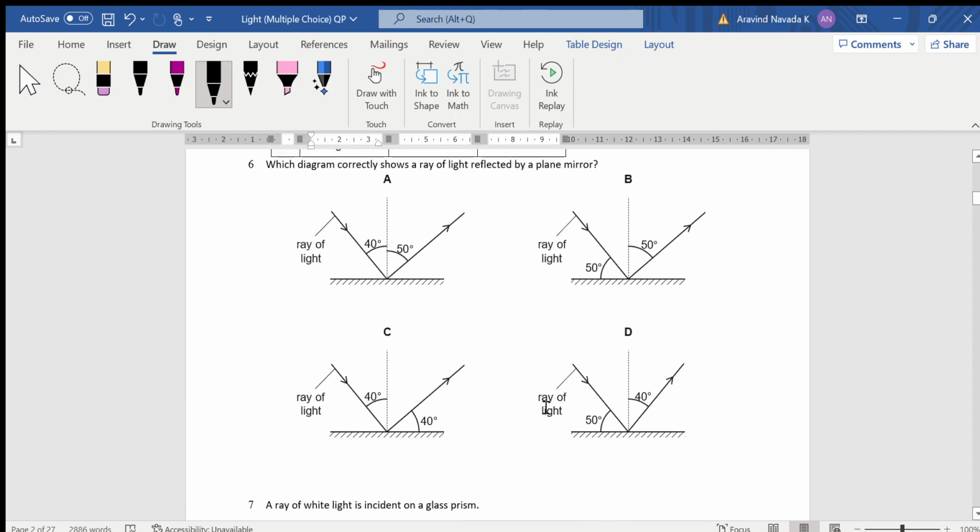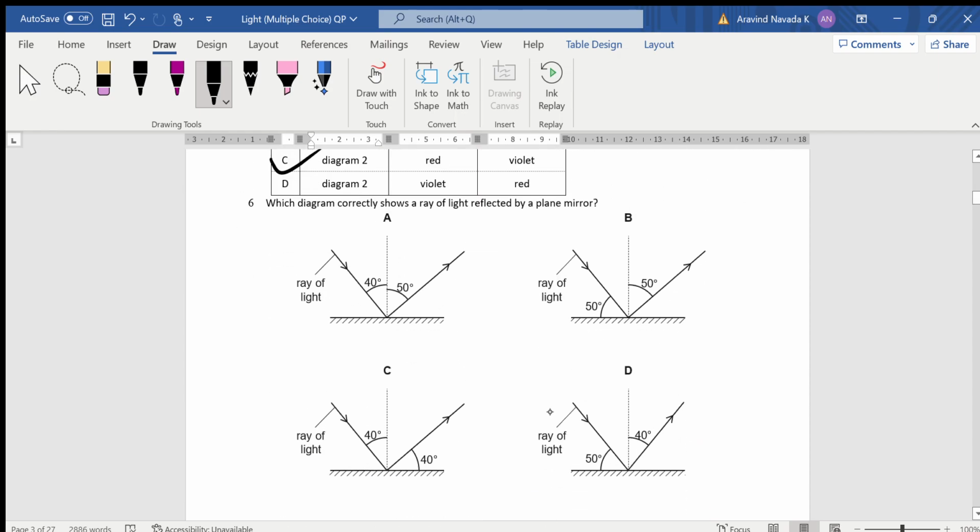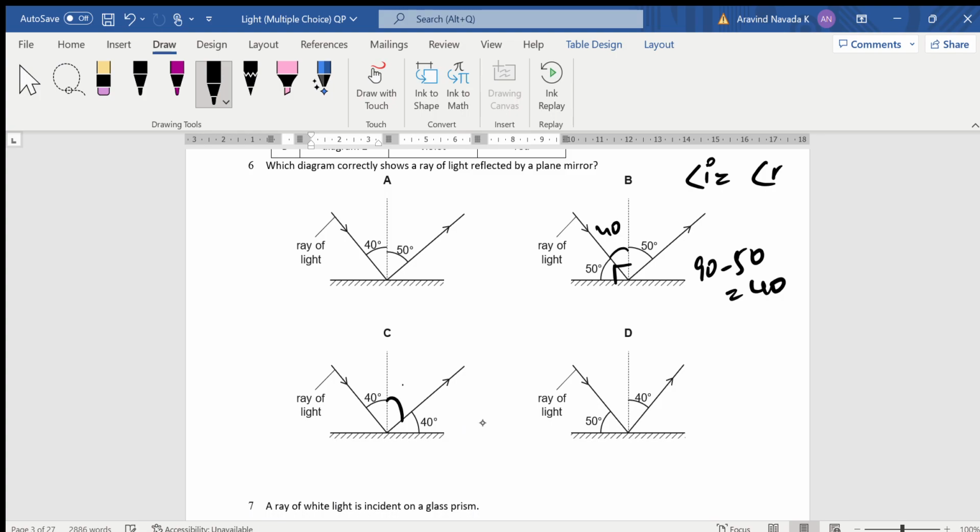Question number 6. Which diagram correctly shows a ray of light reflected by a plane mirror? Now, the angle of incidence should equal the angle of reflection, right? So this is 50. That means this should be 40, because together it's 90. So 90 minus 50 equals 40. This is again 50, and this is 40. Now you can see angle i equals angle r. The correct option is D. This is easy.